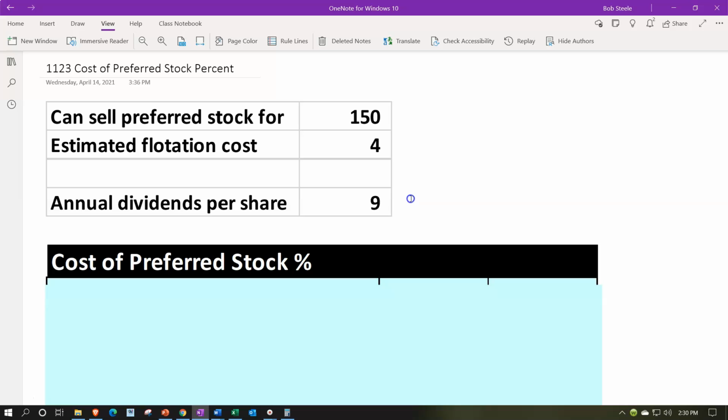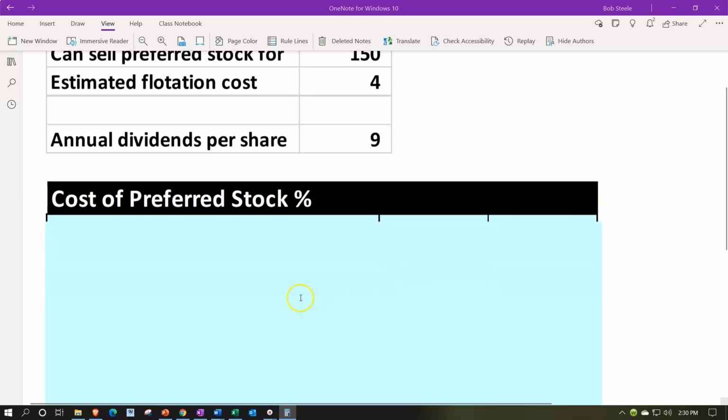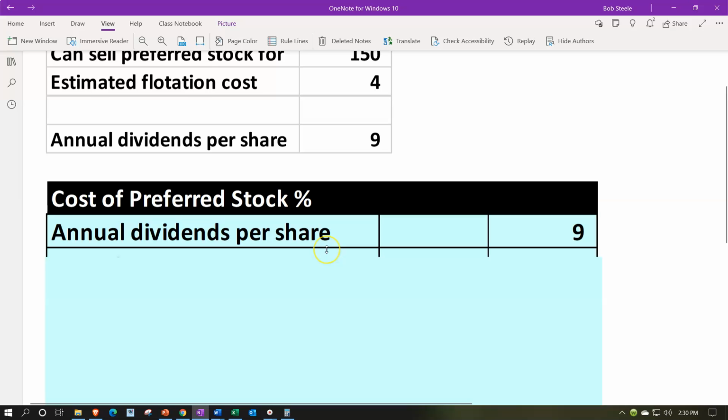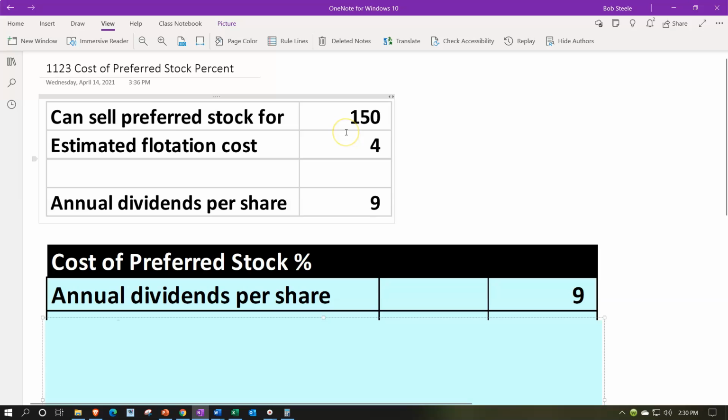So we'll do the same kind of percentage calculation here, so we can compare, as they say, apples to apples to other financing methods, possibly including debt financing methods. So we have the annual dividends per share, we're going to say is the $9. That's what's going to cost us. It's going to cost us that on an annual basis in order to get $150, because that's what we're going to sell it for per share.